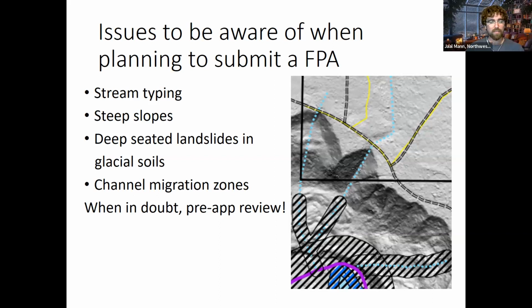And in that case, the riparian buffer would be off of the edge of the channel migration zone, which is where the stream could end up in the near future. So those are the kind of things to consider that could really affect whether or not it's going to be viable to do your forest practices the way you want to. And when in doubt, you can do a pre-application review.